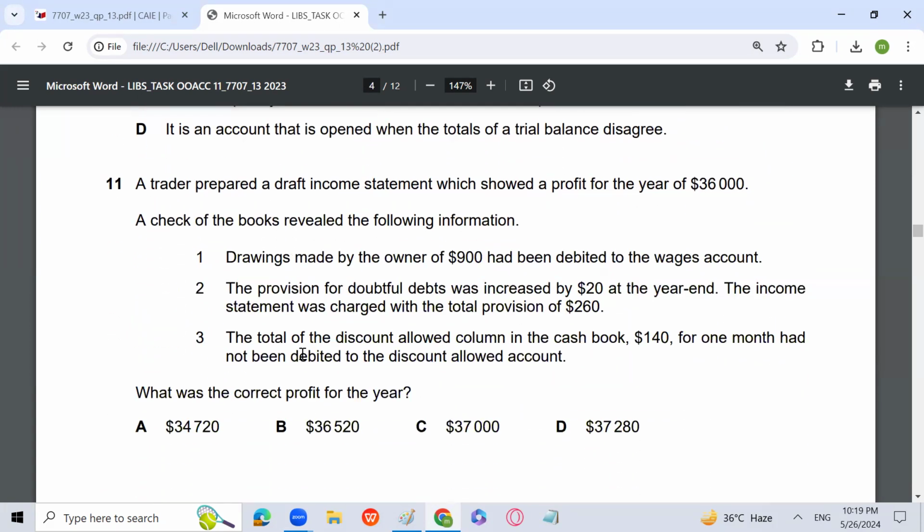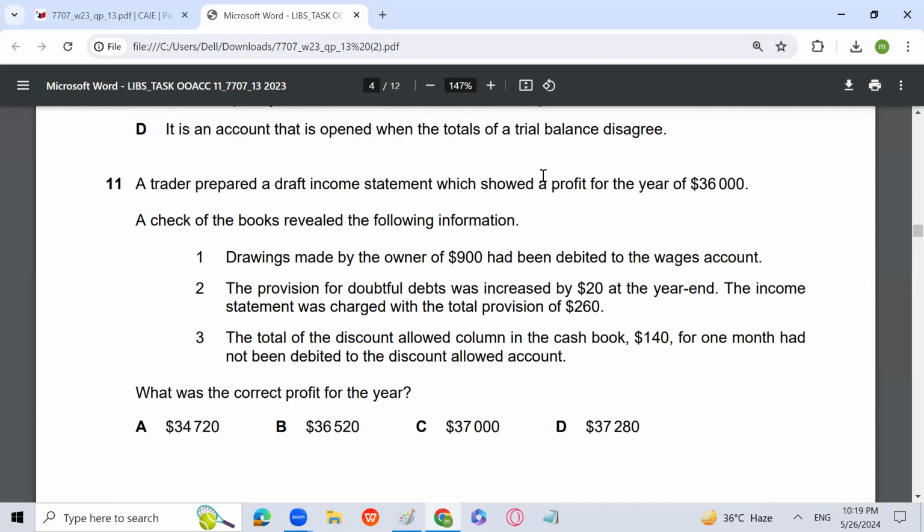A trader prepared a draft income statement which showed a profit for the year of 36,000. A check of the books revealed the following information. Drawings made by the owner, 900, had been debited to the wages account. Provision for doubtful debt was increased by 20 at the year end. The income statement was charged with the total provision of 260. The total of discount allowed in the cash book, 140 for one month, had not been debited to the discount allowed account. What was the corrected profit?